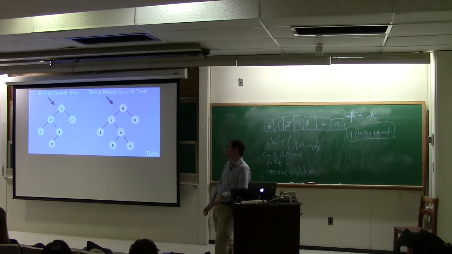Why is the tree on the right not a binary search tree? Because 7 is greater than 6.